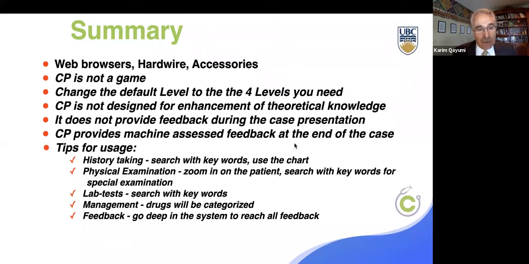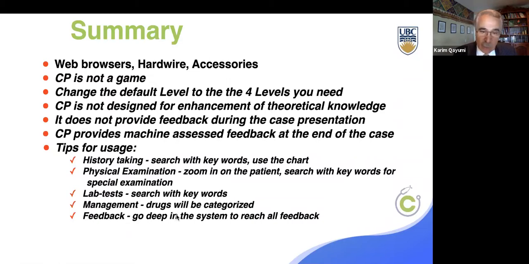So the other tips for users would include, as I mentioned, for history taking, use the search engine for keywords, and use the chart more often. For the physical examination, zoom in to see patients and zoom out. For the lab test, also use keywords. For management of drugs, I will talk about the categories later on about the solution, but at this point, just ignore it if it is not to the standard of your country. We're going to come close to that later on.